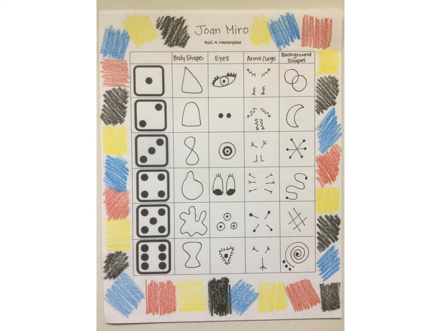Think about what your character's feeling. If it's feeling happy, what kind of mouth should they have? If they're feeling angry, what kind of mouth should they have? While you're creating your character, pause the video so you can see what to draw. You can also draw curved lines in the background to fill the space. Have fun!